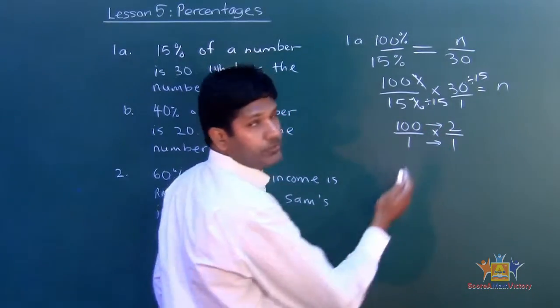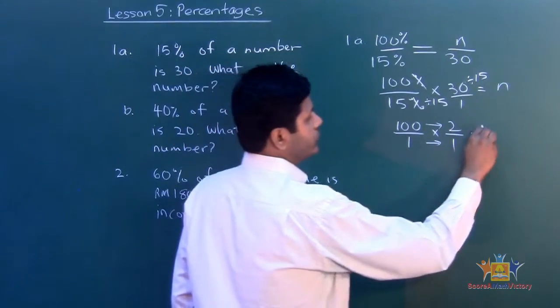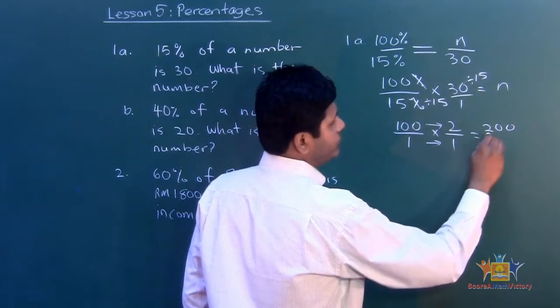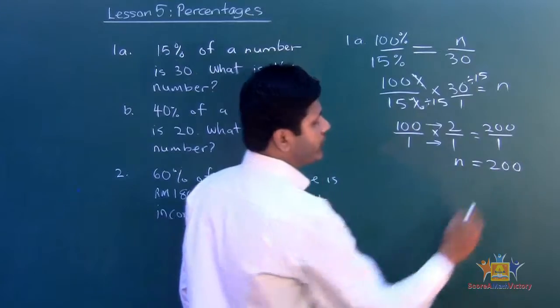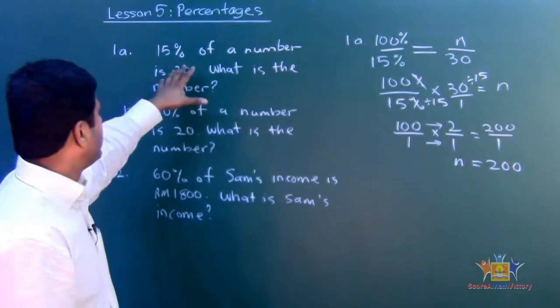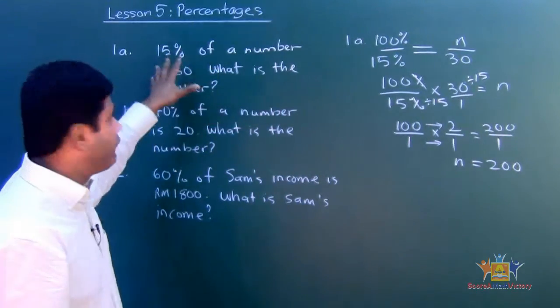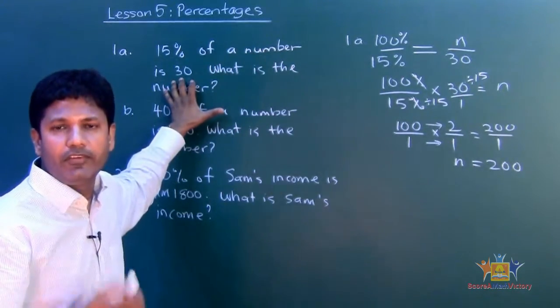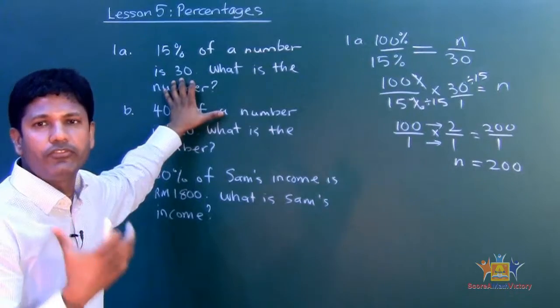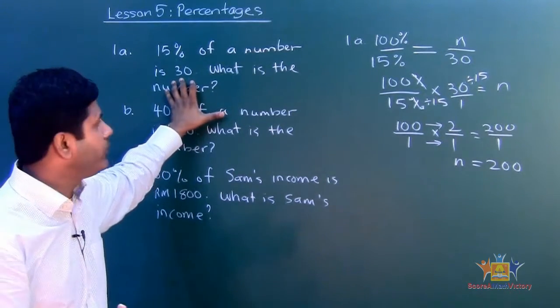So 100 times 2 is 200. 1 times 1 is 1. So n equals 200. The number is 200. So 15% of 200 is 30. Pretty easy, isn't it? Very straightforward.